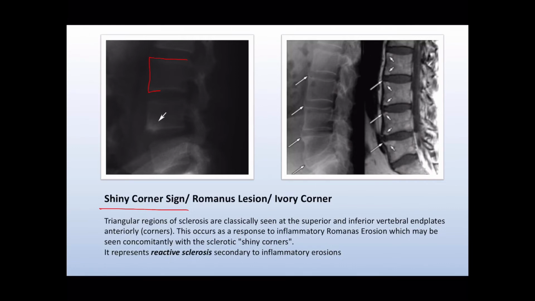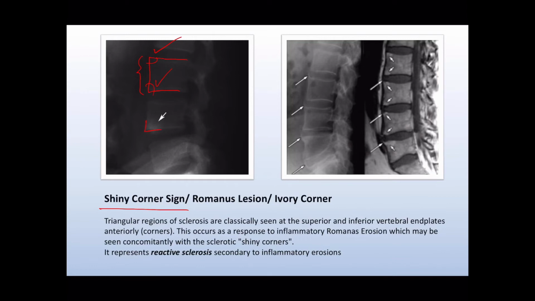This is a vertebra and this one is the anterior margin. This is the superior end plate and this is the inferior end plate. Sclerosis occurs in here and in here and it looks like a triangle.